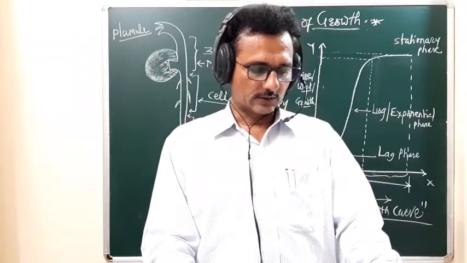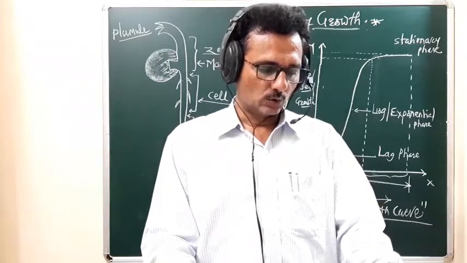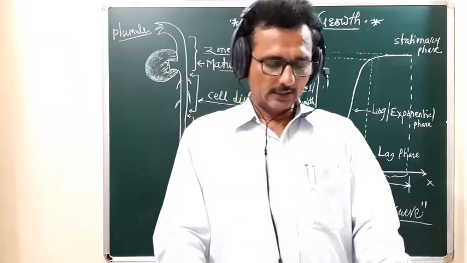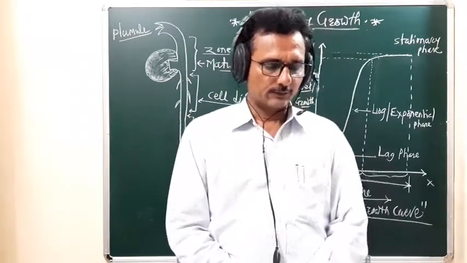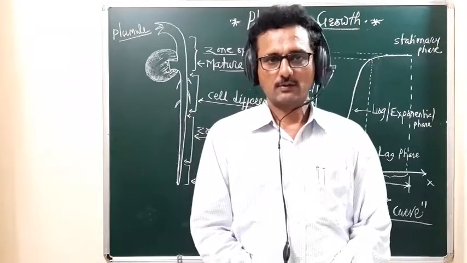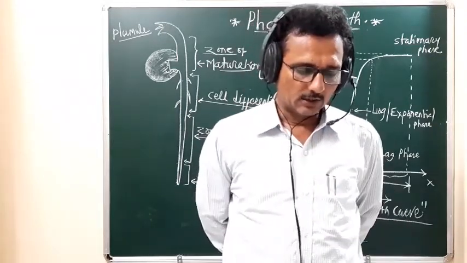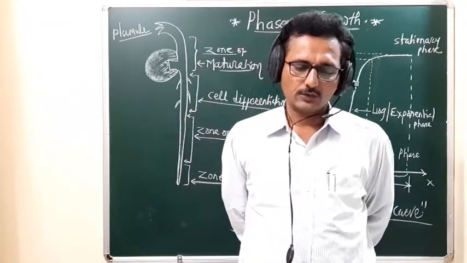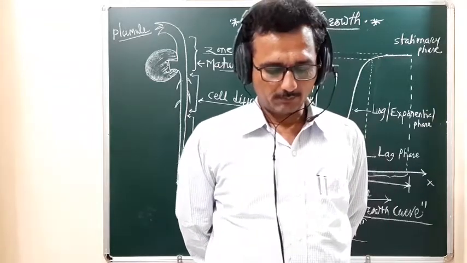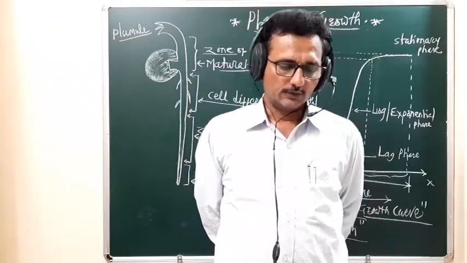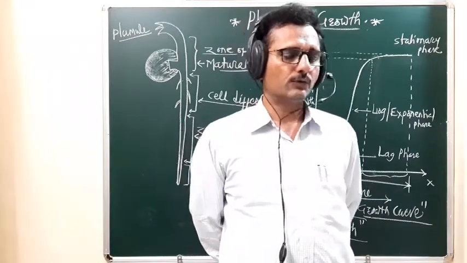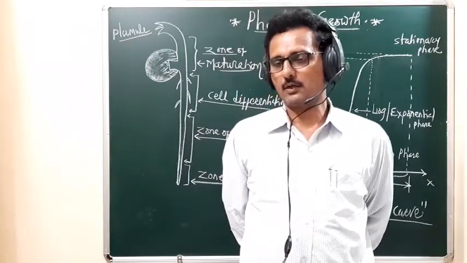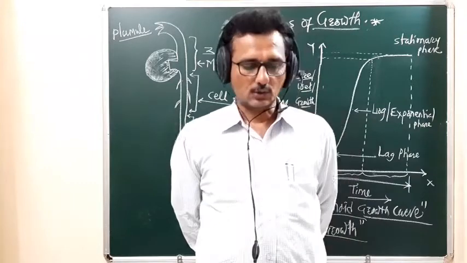Then see question number 15. How does growth take place in an organism? See the first option, by change of size. Second option, by chemical reaction in cell. Third option, by biochemical conversion of food into living matter. Then the fourth option given, by multiplication of cells or tissues.